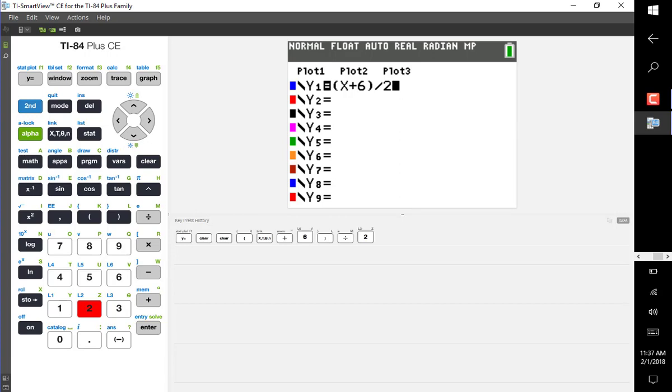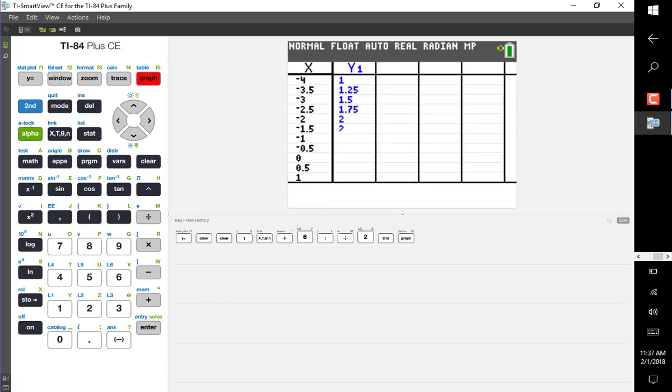So we're going to press second, which is in red right now, and then graph, which is that table part. So let me know if you need help getting to that part of your calculator. So second, graph gets you that table, and now we can find the points we're looking for.